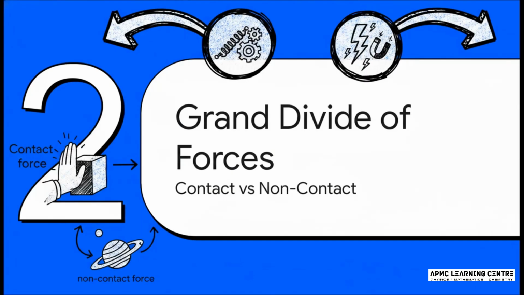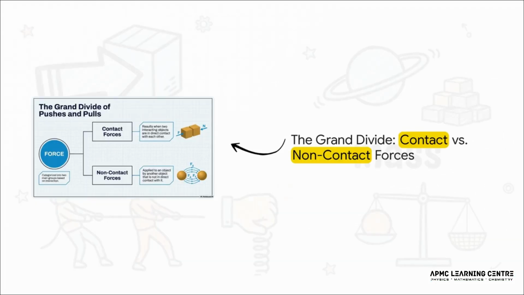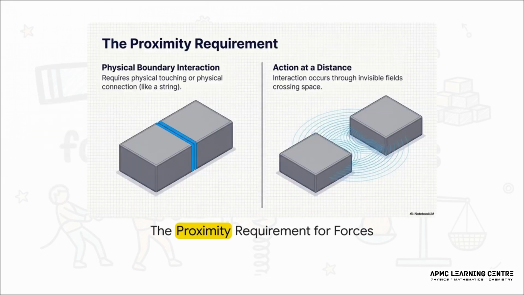Moving right along to Section 2, the grand divide of forces. Physics cleanly splits these interactions right down the middle. On one side, you have contact forces, which require direct physical touch. And on the other side, non-contact forces. These act upon an object without any physical connection whatsoever. This introduces a strict proximity requirement. Contact requires a physical boundary interaction. Objects literally touching or tethered by a string. But action at a distance? That interaction occurs entirely through invisible fields spanning across totally empty space. It's kind of like magic, but it's just physics.